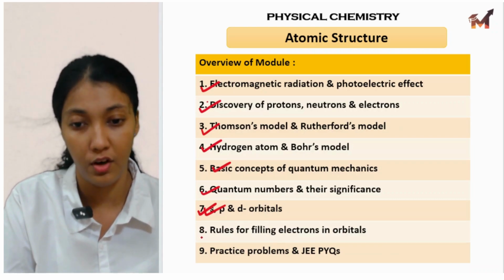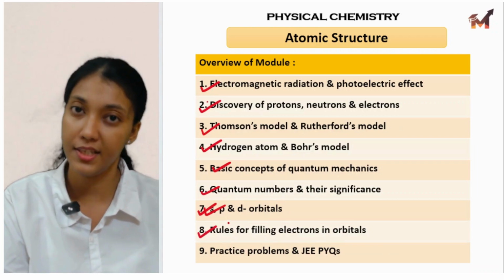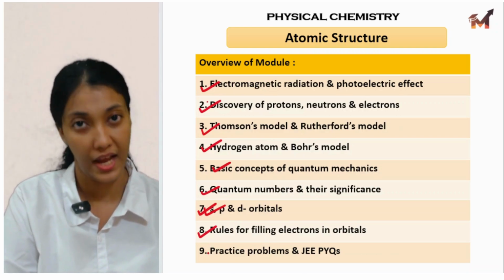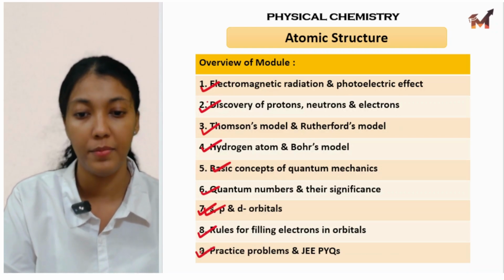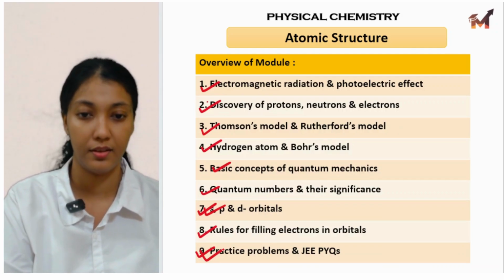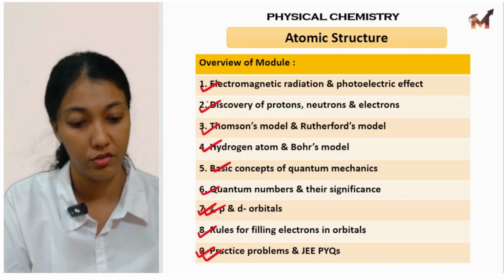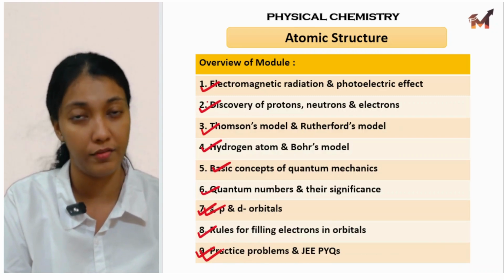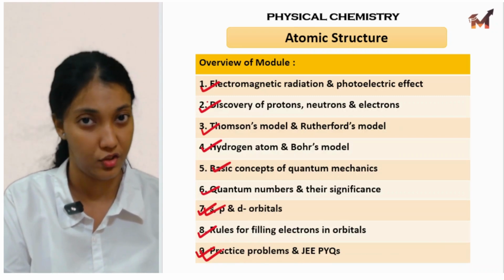Rules for filling electrons in orbitals. This we will also study, and finally we will have our practice problems and previous year JEE questions. So this is all about atomic structure. This is a rough overview of the topics that we are going to study in this chapter.